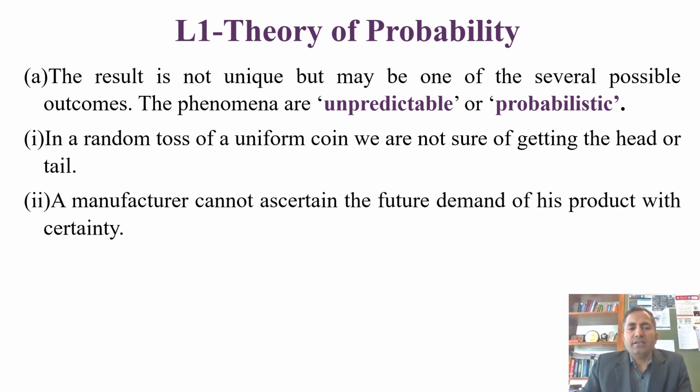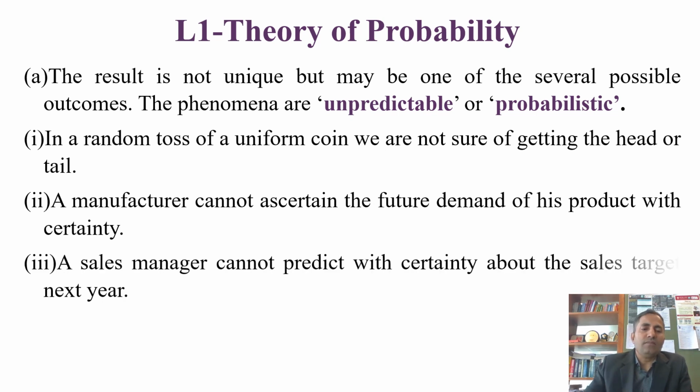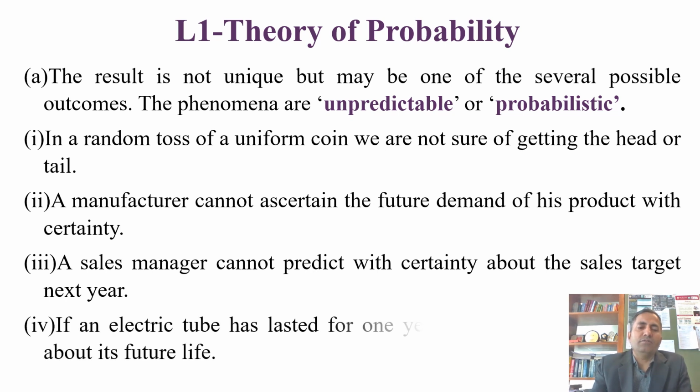For a real-world example, a manufacturer cannot ascertain the future demand of his product with certainty. Suppose a salesman is there, how much product he or she can sell today is uncertain. On the basis of past experience, you can predict, but you cannot say it is certain. A sales manager cannot predict with certainty the sales target for next year. So these are examples of unpredictable and probabilistic phenomena.